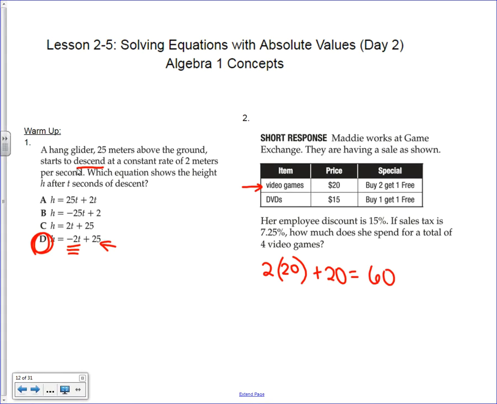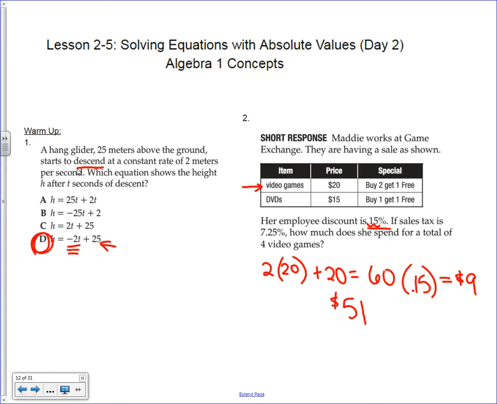Now she's going to get an employee discount. That means her price is going to go down. This discount of 15% needs to be changed into a decimal. You're going to move the decimal on the 15% 2 spots, so that'll be 0.15. So you're going to take this 60 and multiply by 0.15 in your calculator, and you will get that she is going to get $9 off the price. So 60 minus that $9 discount, now her total is $51.